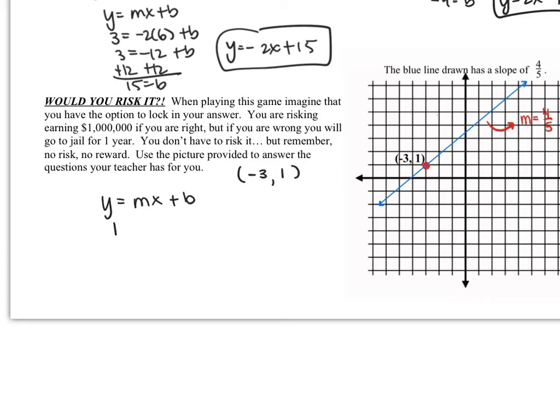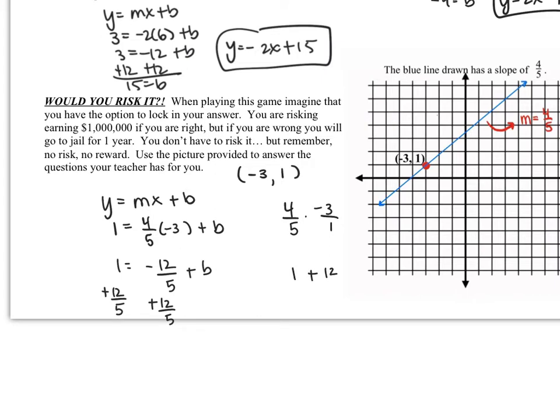So I can replace y with 1, because that's the y value of my coordinate. I can replace m with 4/5, and then I can replace x with -3, since that's the x value of my known coordinate. To isolate b, I'm going to start by multiplying 4/5 times -3. Maybe I'll do that off to the side since it's a fraction, and I'm going to get -12/5. Then to move -12/5 to the other side, I would add it. And off to the side again, I'm going to add 1 plus 12/5, which means 1 would have a common denominator of 5, which would give me a b value of 17/5.